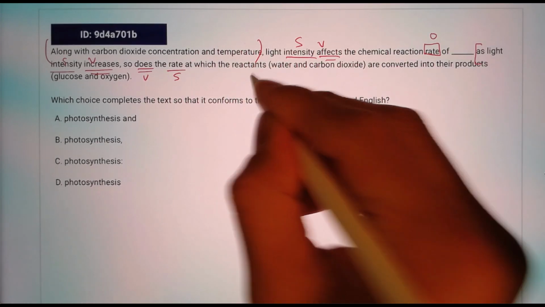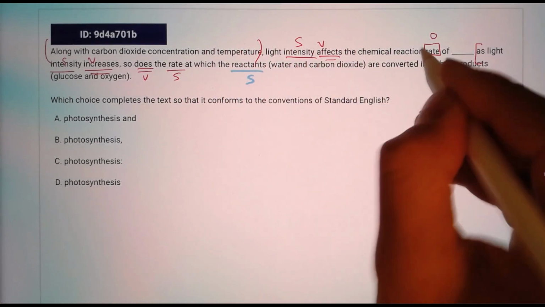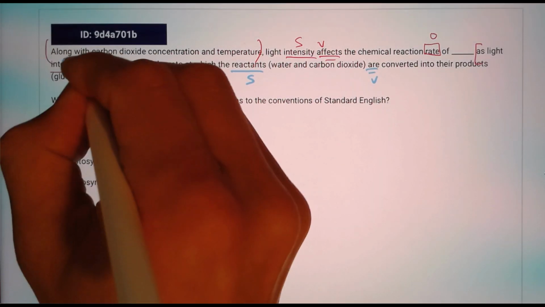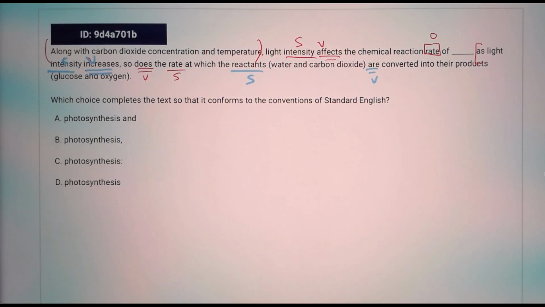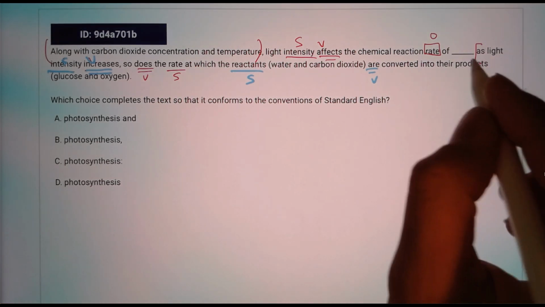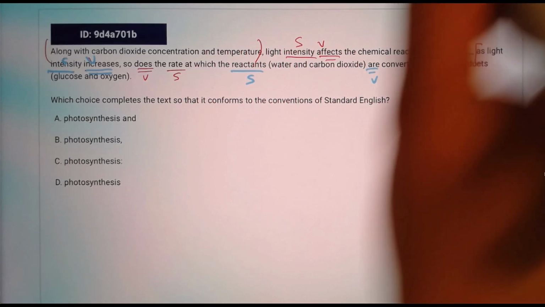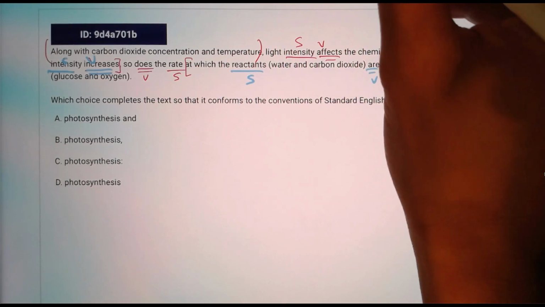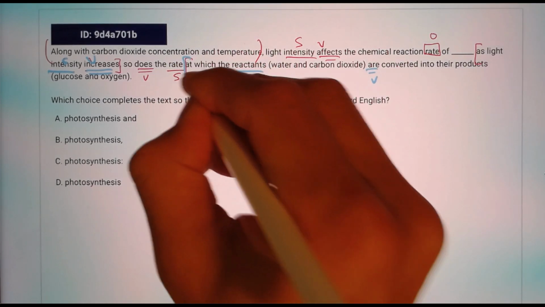I'll use a different color so you are not confused. Subject and verb. Yeah, so I'm also going to say this is subject and verb in a dependent clause. Okay, so it sounds like we have a dependent clause and an independent clause after the blank. This is a dependent clause.